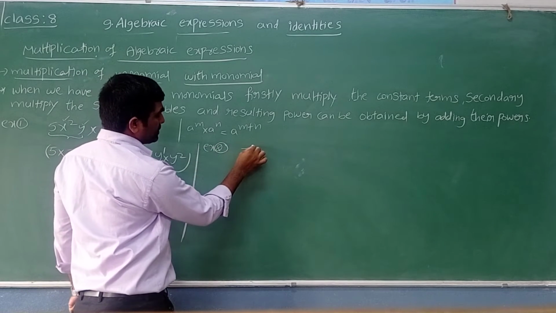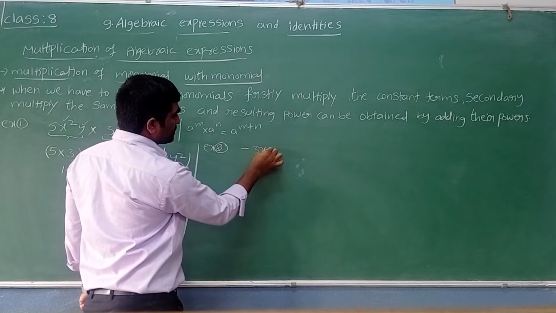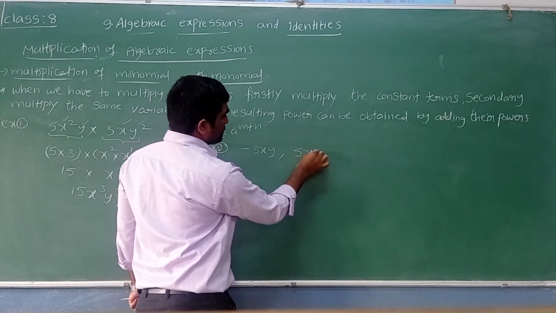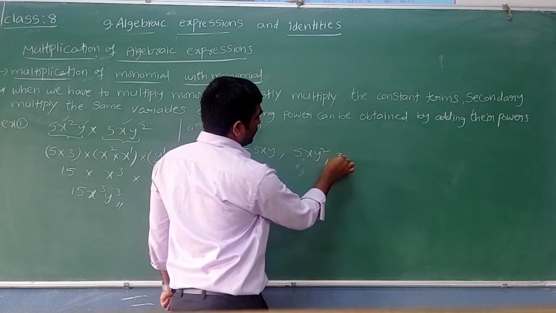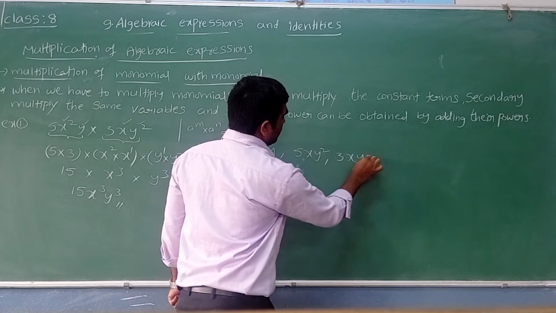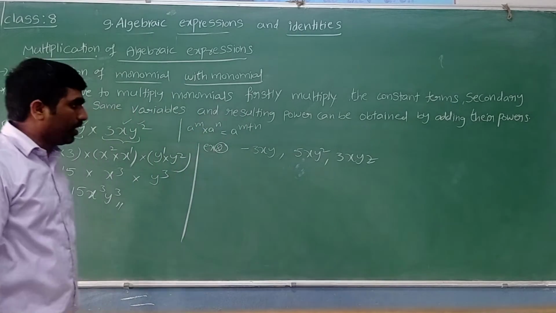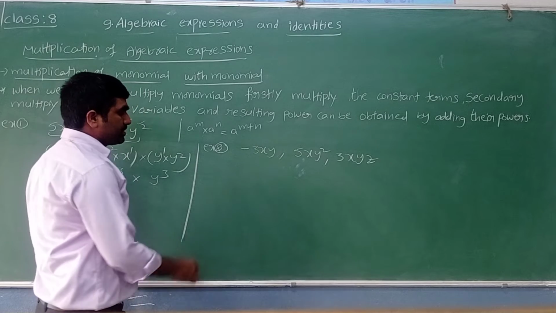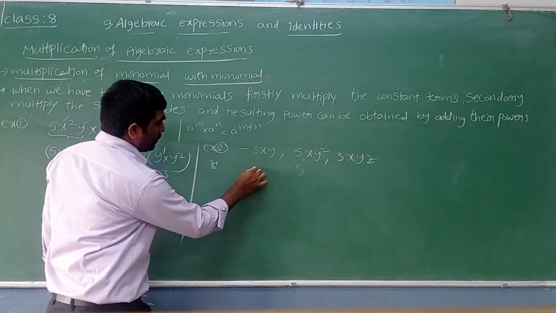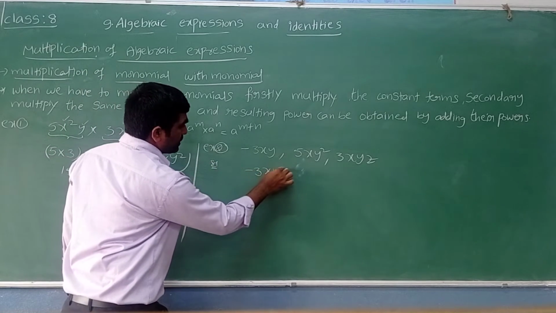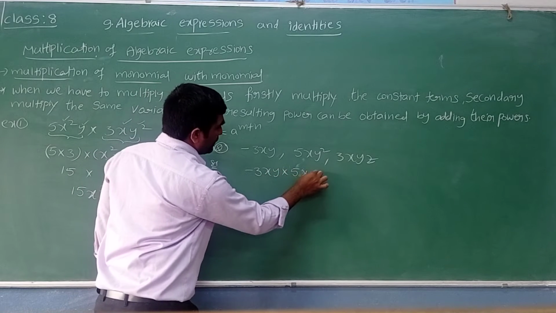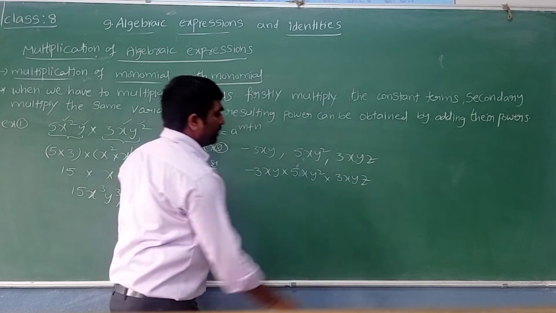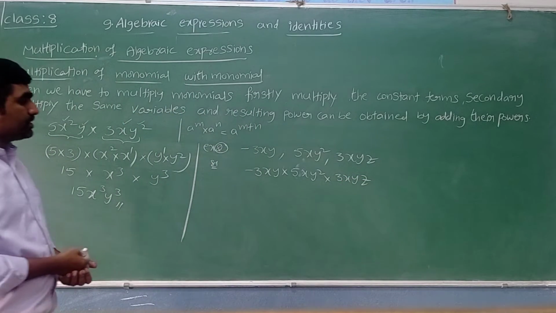I will take here minus 3xy, 5xy square, 3xyz. I want to multiply these three monomials. If I want to find the product of these three monomials, minus 3xy into 5xy square into 3xyz, we should multiply three monomials. What is the process?